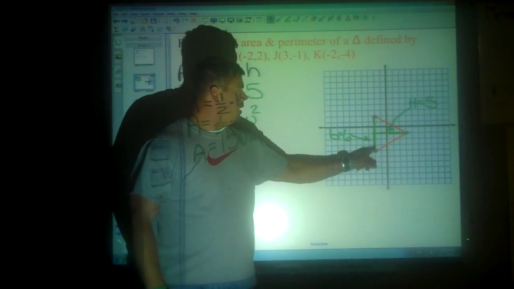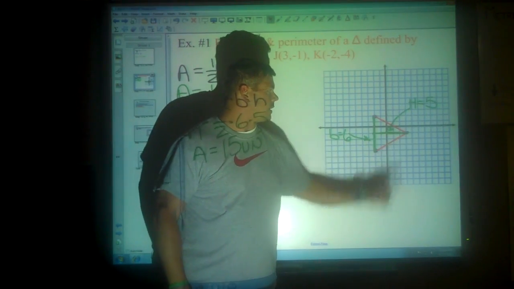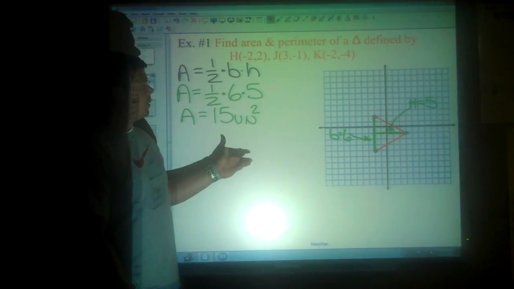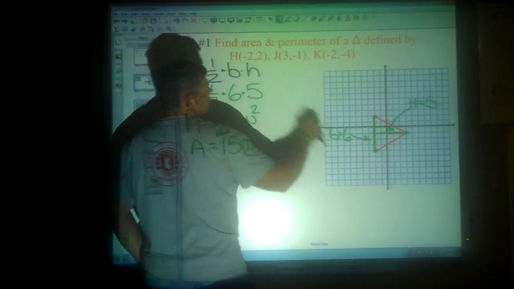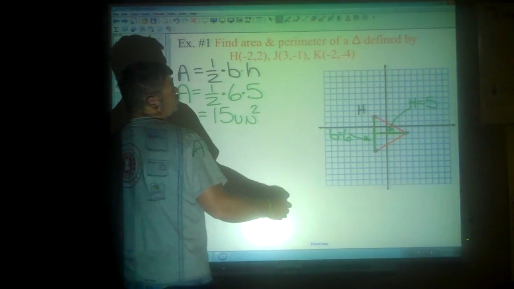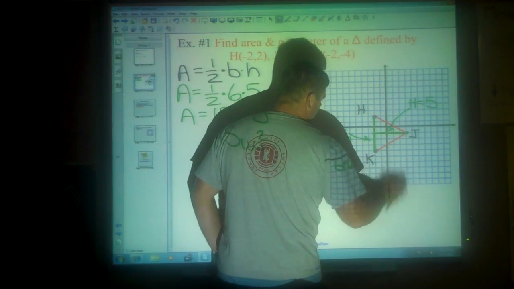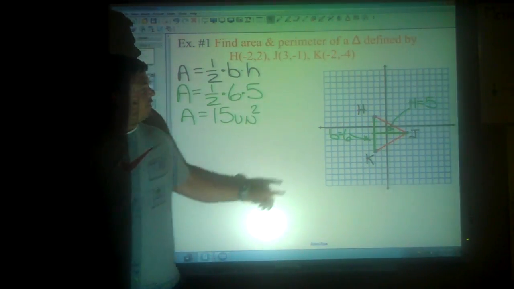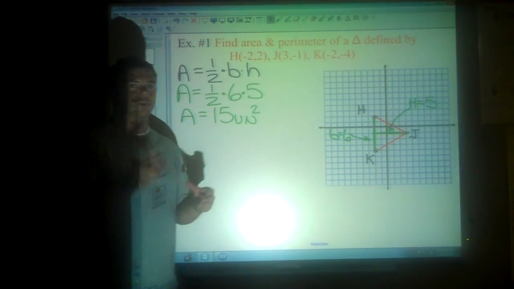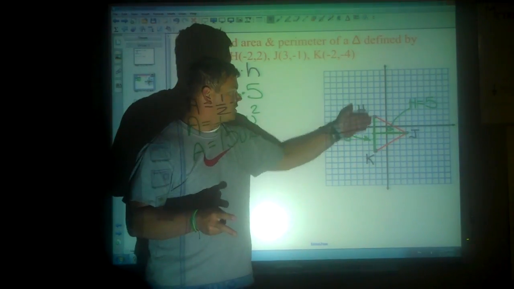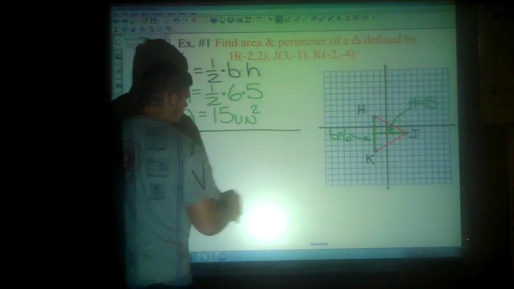Now I already know 1 side length. What I don't know are the other 2 side lengths. I need to determine those. The best way to determine those is by using the distance formula. Now this is h here, and j here, and k here. I need to find the distance from h to j, and I need to find the distance from k to j. Once I have those 2 distances, I can add them to the 6, and I'll have the perimeter of the whole shape. So, set it up.